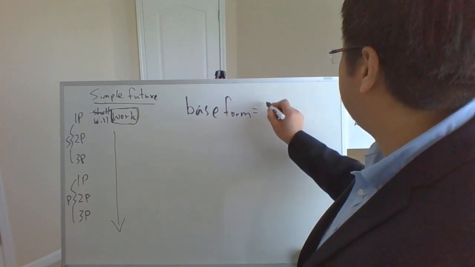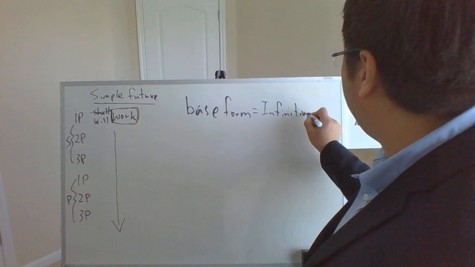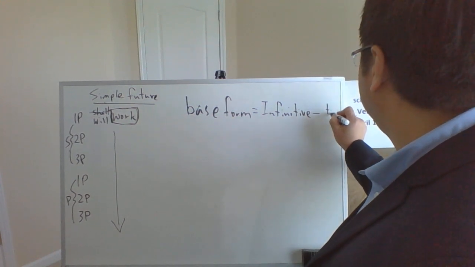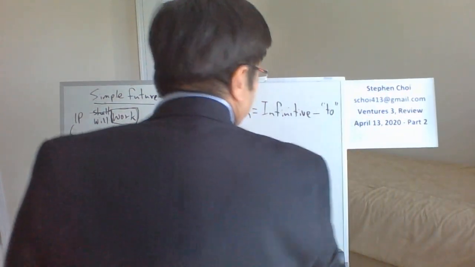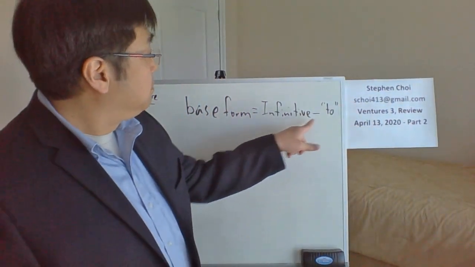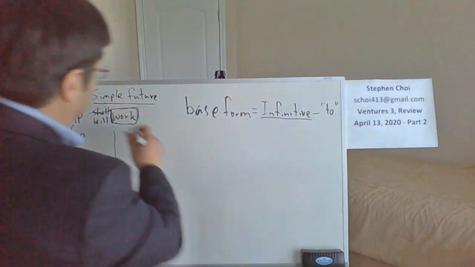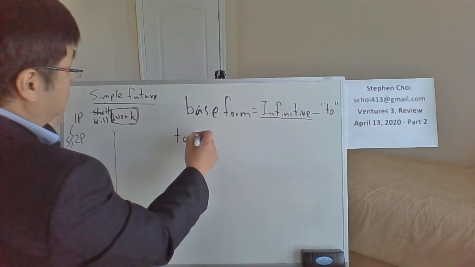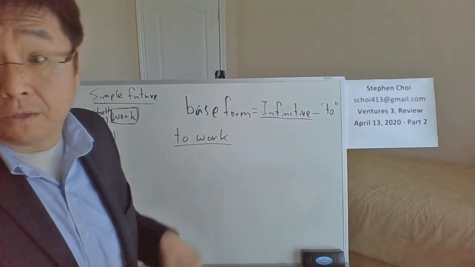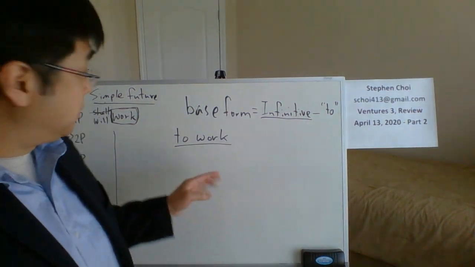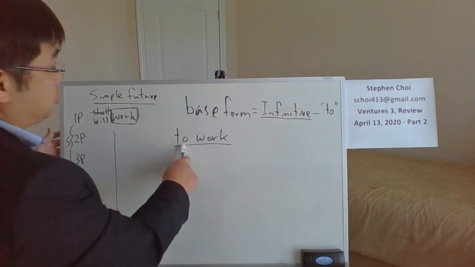Base form is infinitive form minus to. And what is the infinitive form? Infinitive is to work, for example. That's an infinitive form, right? I want to work. To work is an infinitive form. Infinitive is to plus the base.